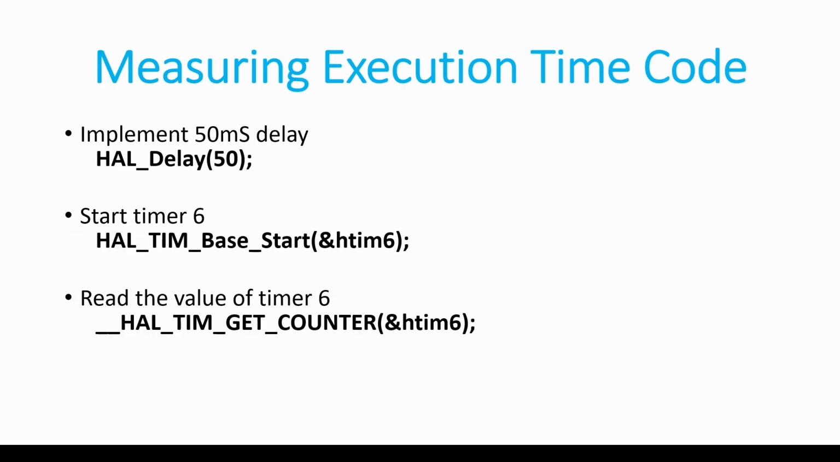Lastly, I'm going to use 3 different functions for this example. HAL_Delay to implement the delay, HAL_TIM_Base_Start, this is what tells our timer to begin counting. If we don't run this, the timer will just sit at 0. And __HAL_TIM_GET_COUNTER. Note the 2 underscores at the start of this function. This function returns the current value of the counter. Now, we can shift to the IDE and begin our project.